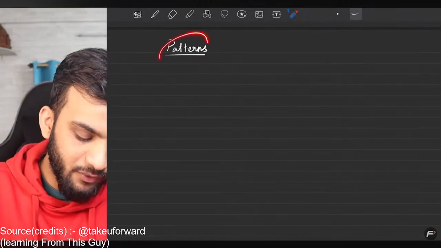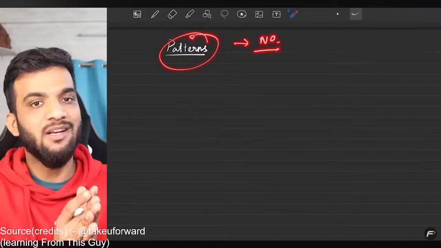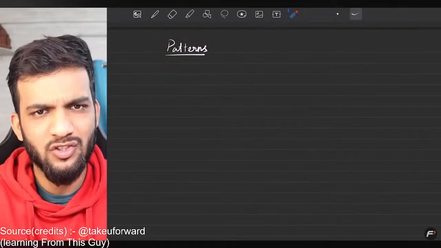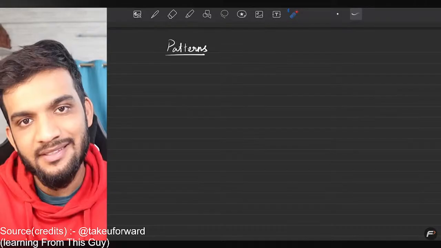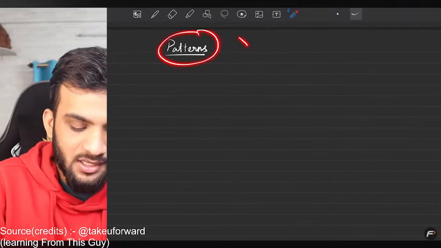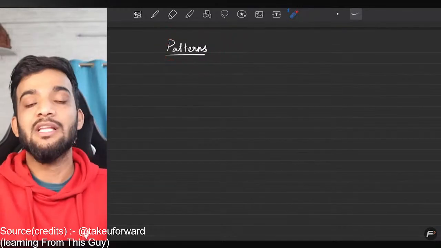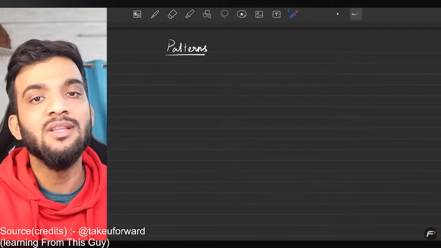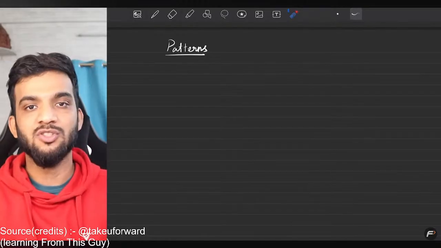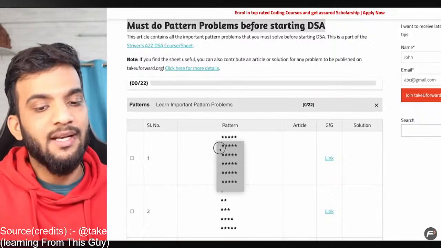Are they asked in interviews? The answer to that is no. I have never seen an interviewer ask a pattern based question unless it is a TCS interview or something like a service based company. So patterns are not asked in interviews of the top tier companies, but patterns do play a significant role when you are starting off with data structures and algorithms. So let's look at the first pattern. The first pattern is something like this.